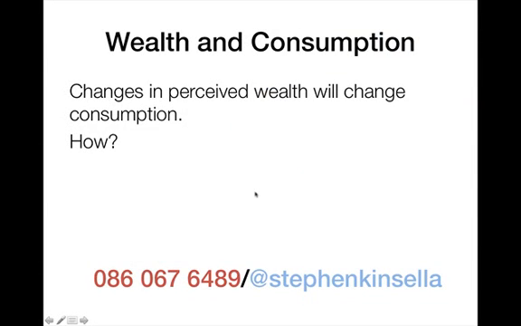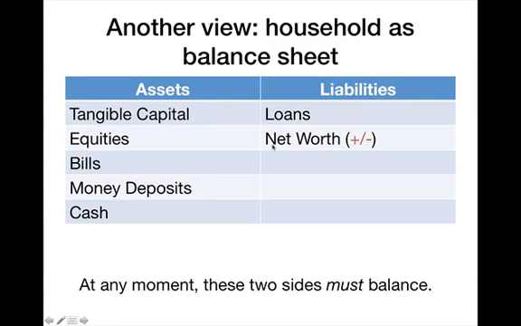So the truth about it is that wealth and consumption are related, but expected wealth and expected consumption are equally related. The idea is quite simple. If your expectation is that the price of your house will rise, then it implies you might consume more. So if the price of your house at time t plus 1 goes up, your consumption goes up in time t. So changes in perceived wealth change consumption. That's very, very important. So that's the second view, the Keynesian view of the household. The third view is that the household is a balance sheet.